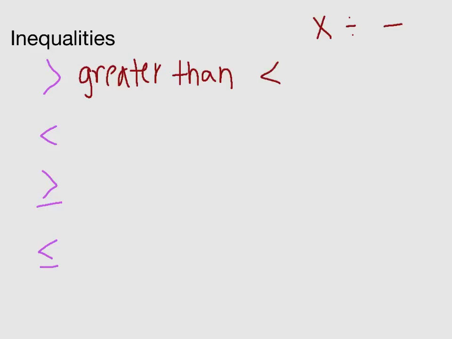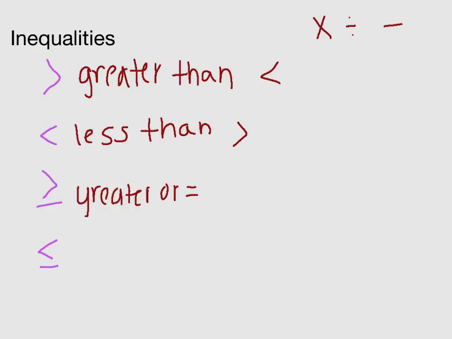Looking at my next one, that's a less than. If we multiply or divide by a negative number to both sides of my equal sign, that would then become a greater than sign. The next one is greater than or equal. If I multiply or divide by a negative, my sign will become less than or equal. I have less than or equal to next. And if I multiply or divide by a negative number, my sign will become greater than or equal to.